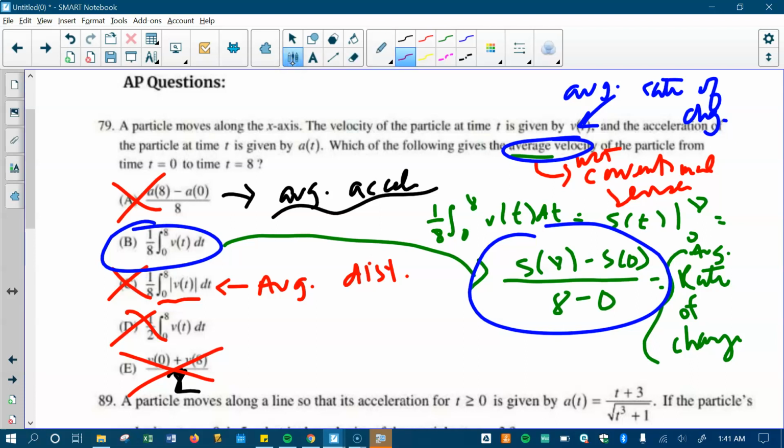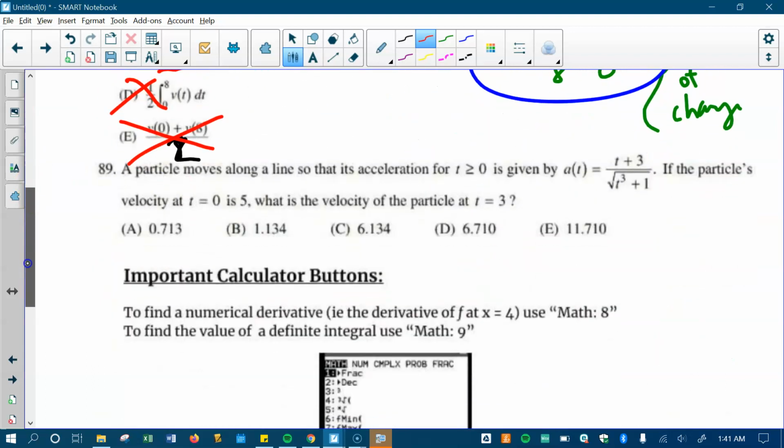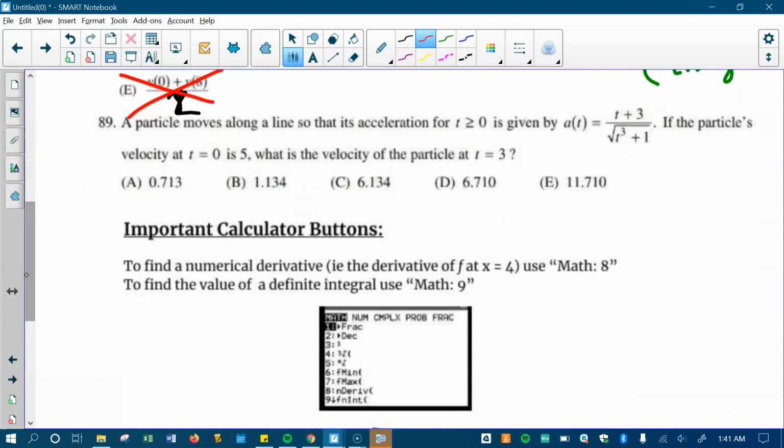Now, here's the best part of this problem. It's not going to be on the test. Okay, a particle moves along the line and its acceleration is given by a of t equals, okay, if the particle's velocity, great problem, won't be on the test. But I want to show you how to use the calculator for it though.